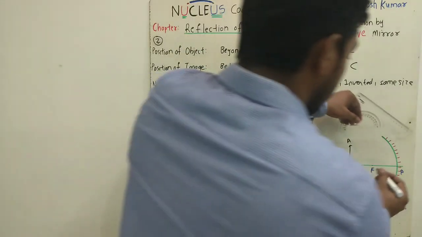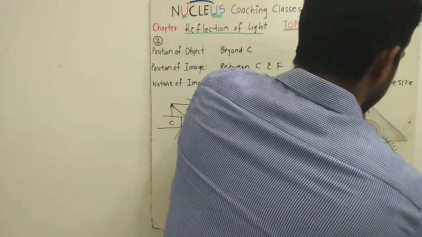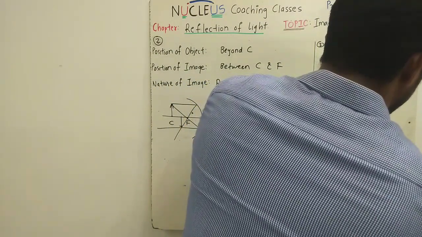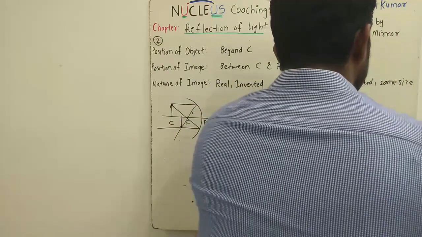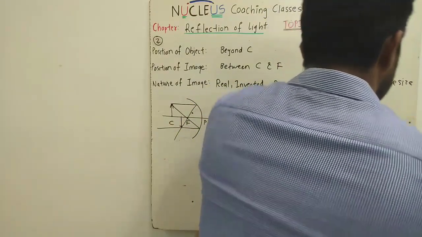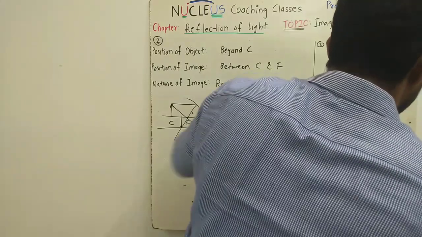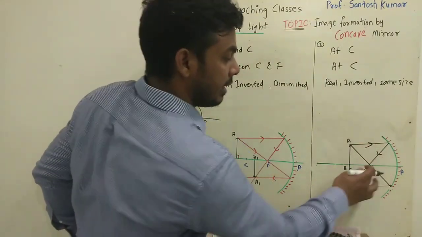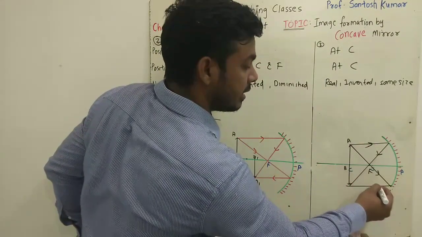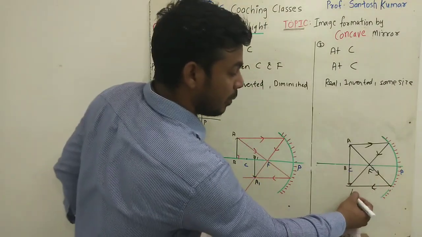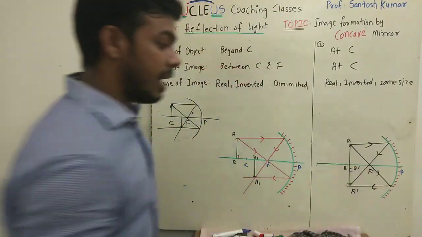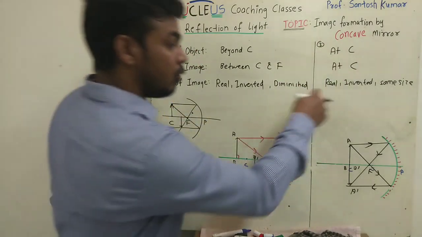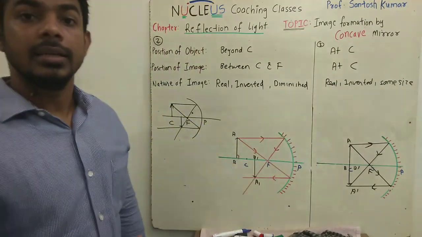So what rule am I using over here? If it is passing parallel to the principal axis, then definitely it will pass through F, right? Another is passing through F, then definitely it will travel parallel to the principal axis. You can see this is the incident ray, this is the reflected ray, and I will mark F over here. This is the incident ray, this will be the reflected ray. So the image I obtain is A dash and B dash. So where is the image exactly obtained? At C. Where is the object? At C. What is the nature of the image? It is real, inverted, and same size.